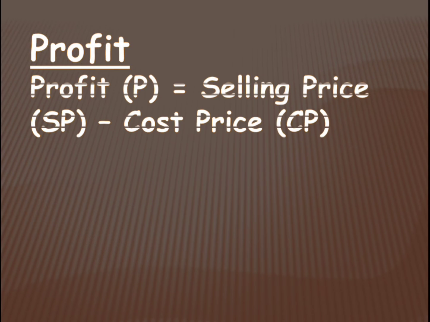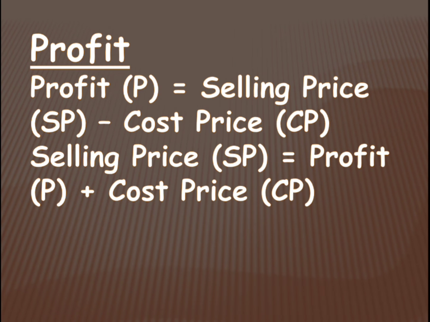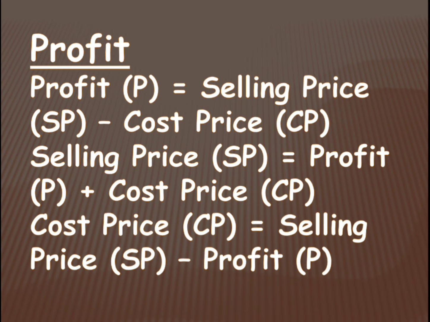Okay, so with this cost price and selling price, you can find formulas to find the profit. What is that? Profit is equal to selling price minus cost price. From this you can also find the selling price, and also the cost price. If you know profit and selling price, then you can find the cost price, or if you know profit and cost price, then you can find the selling price. So selling price is equal to profit plus cost price, or else cost price is equal to selling price minus profit. So with these formulas you can find the given things.